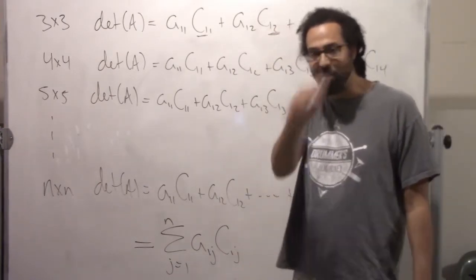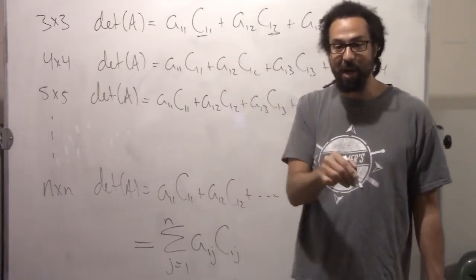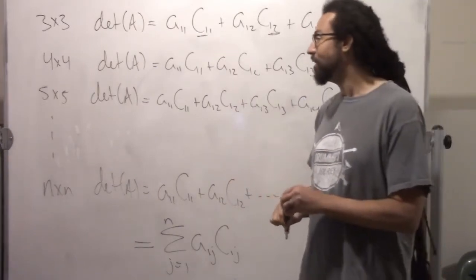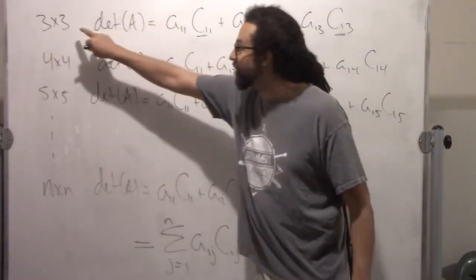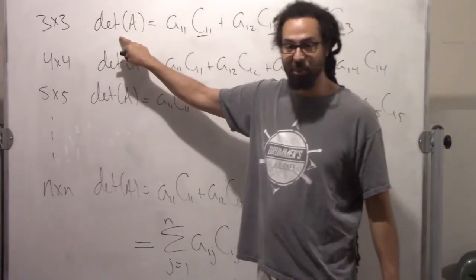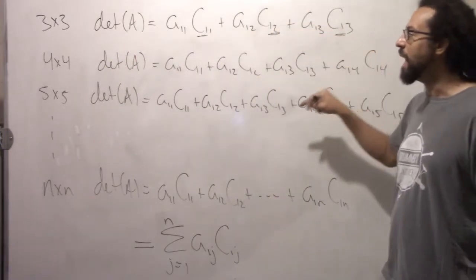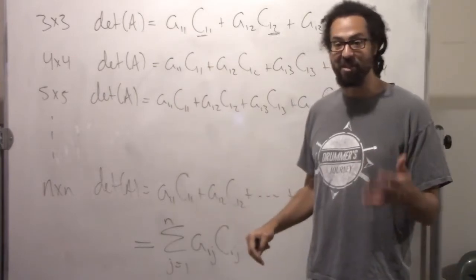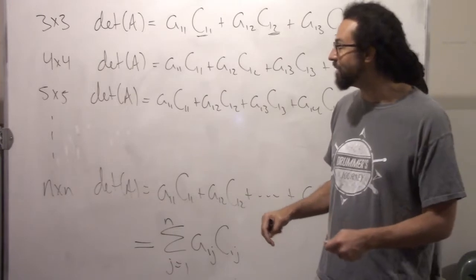So we needed to know, okay, what's a 2 by 2 determinant? It's that cross product and subtract. So we use that definition in order to define the determinant of a 3 by 3. Here's the determinant of a 3 by 3. Now we need to use this definition of the determinant of a 3 by 3 in order to get the determinant of a 4 by 4.